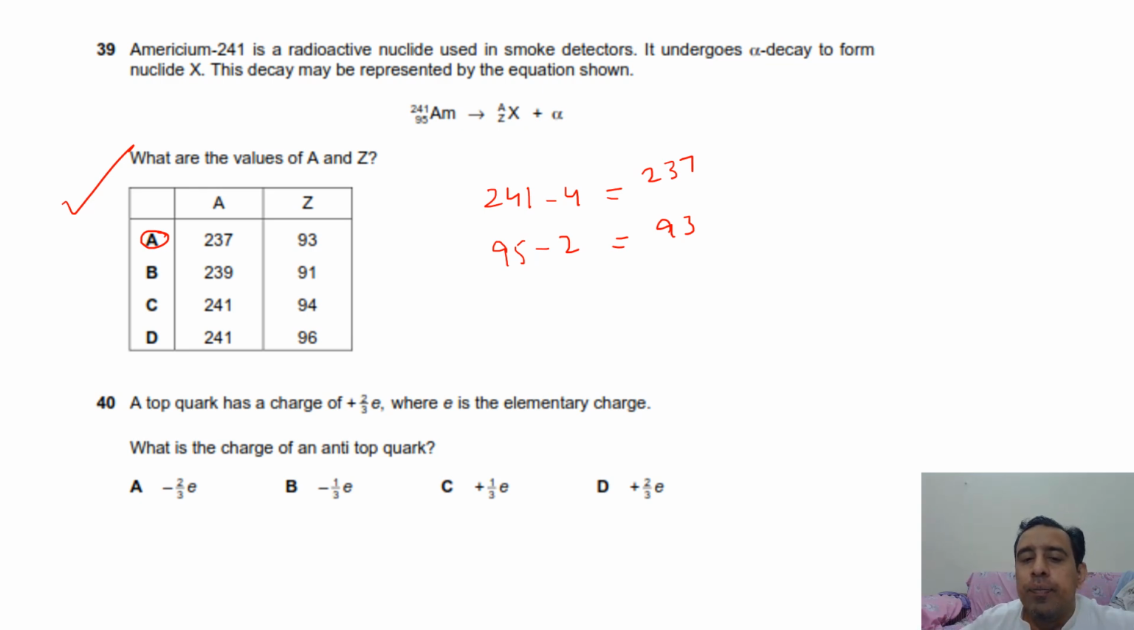In this last question, a top quark having the charge of plus 2 by 3 E, E is the basic charge of the proton, you know that. What is the charge of an antitop? Antitop means the antiparticle. So for the antiparticle, the charge is same in magnitude, opposite in the numeric value. So 2 by 3 E is same, but this positive must be negative. So option A is correct.